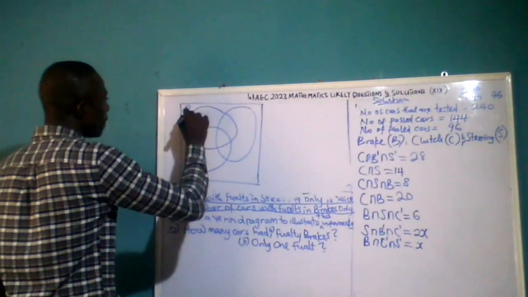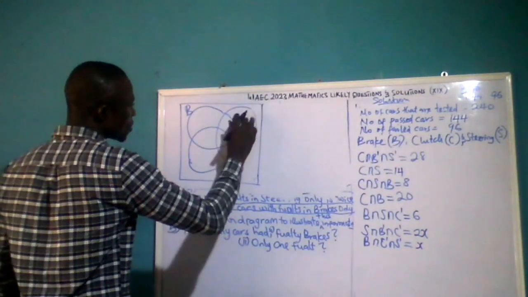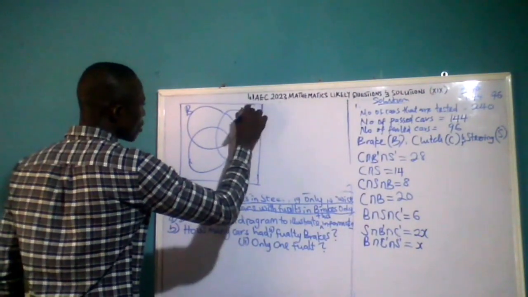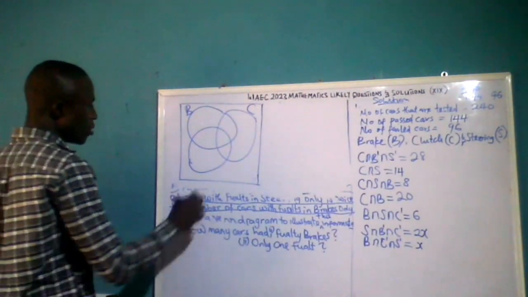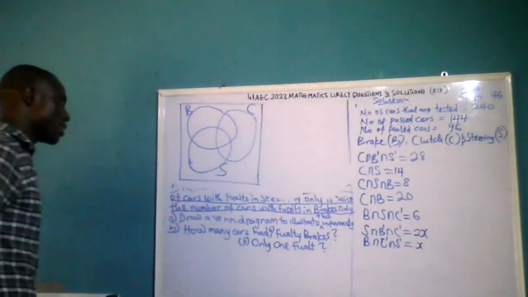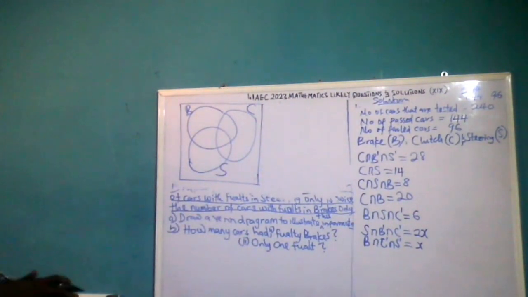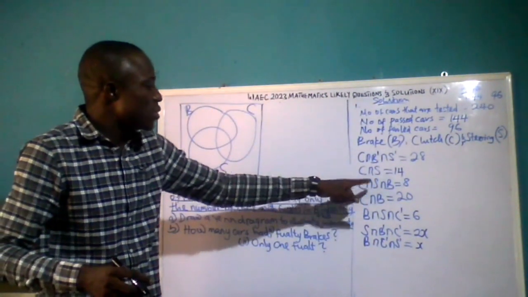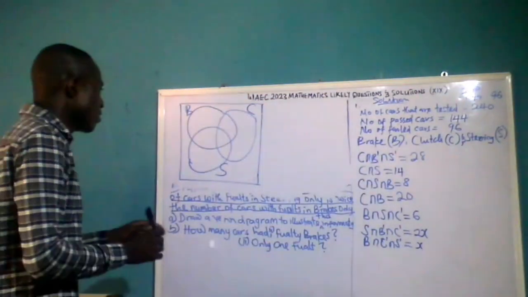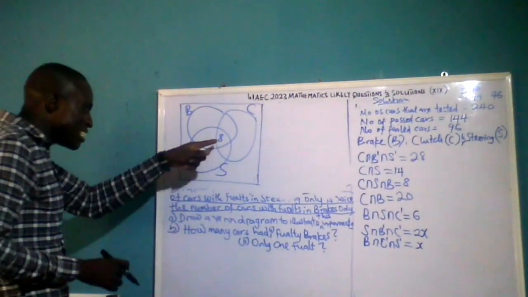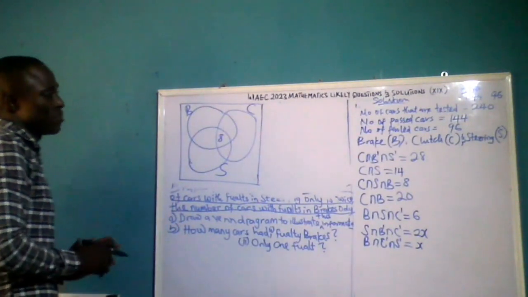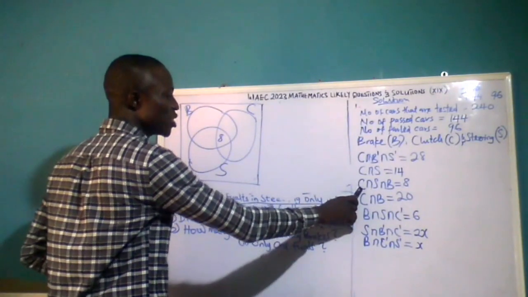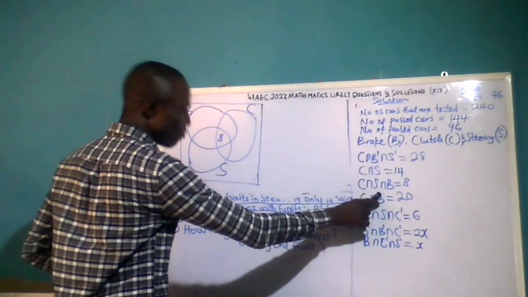Call this circle brake, and call this clutch, capital letter C, and call this steering, capital letter S. Now, following the interpretation we already had here, the number of cars that has fault in clutch, in steering, in brake is equal to 8. This is the region. In other words, in this compartment, 8 cars will be found. And those 8 cars will surely have faults in clutch, steering, and brake.